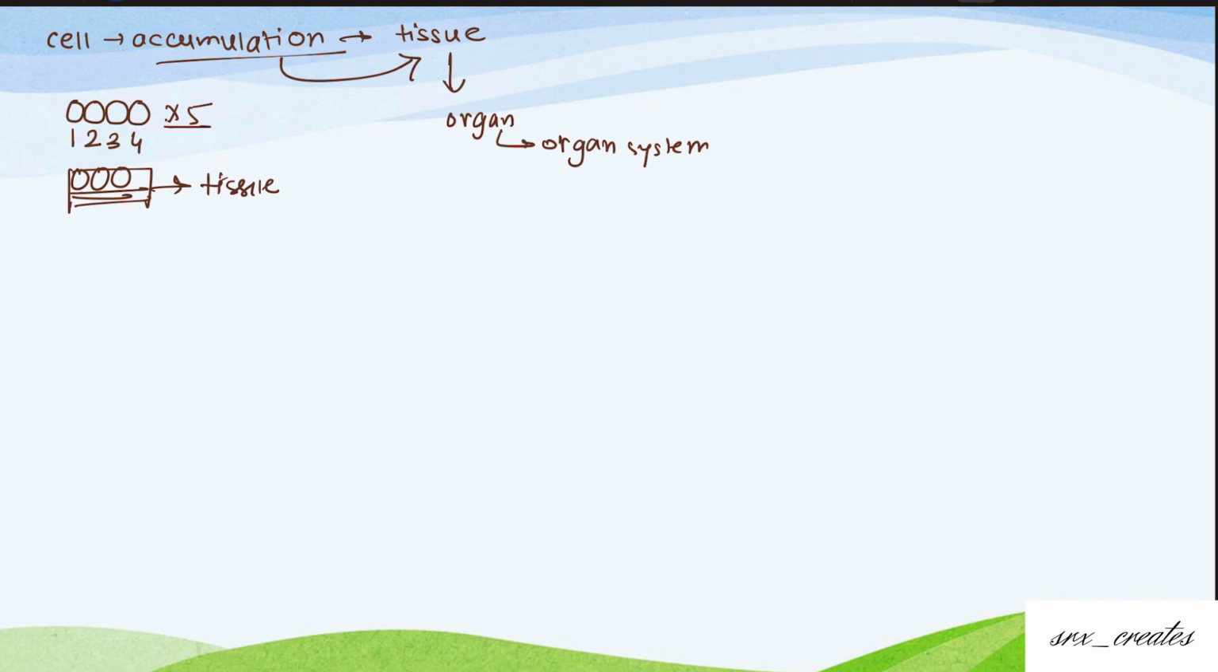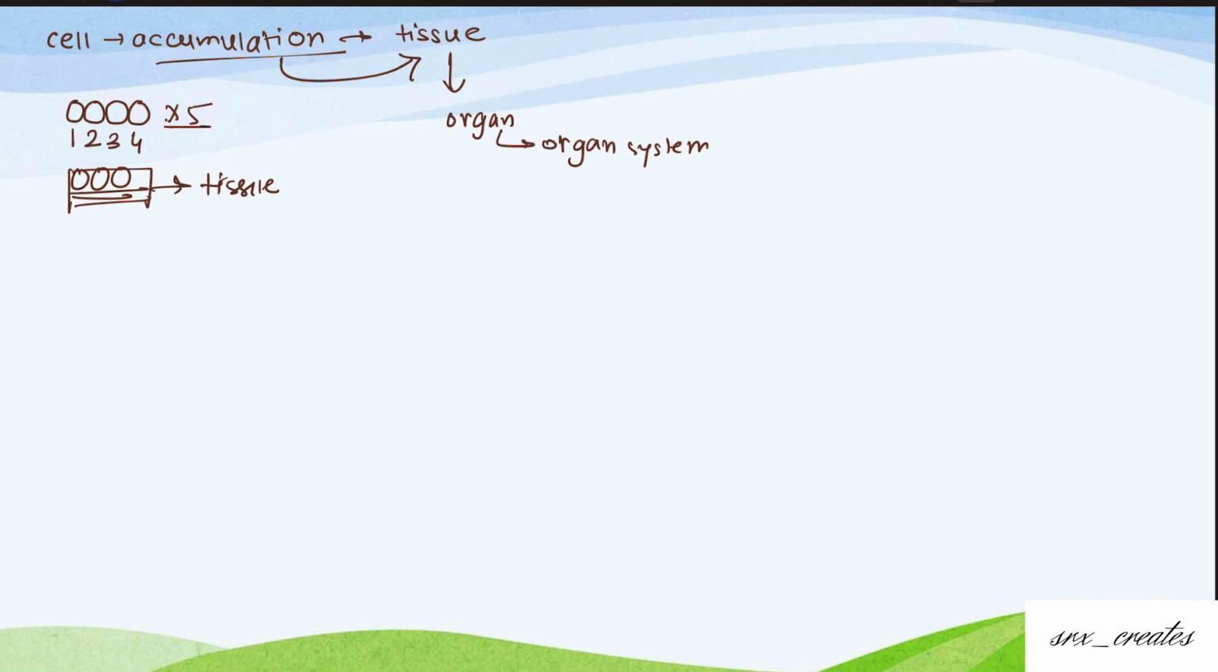See, the structure is getting bigger. When one cell was there, the structure was small. When there are more than one cell, like I said, 20 cells, when those 20 cells are accumulated and collectively called tissue, it means they are in a group, in a bunch. That group or bunch of cells is called tissue. Group of cells is tissue. A group of tissue means the size is getting bigger.